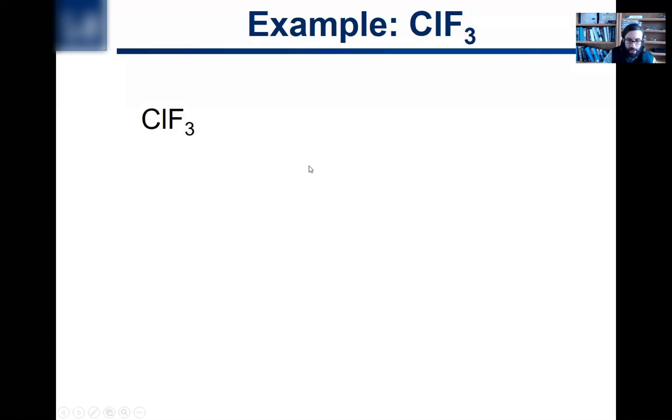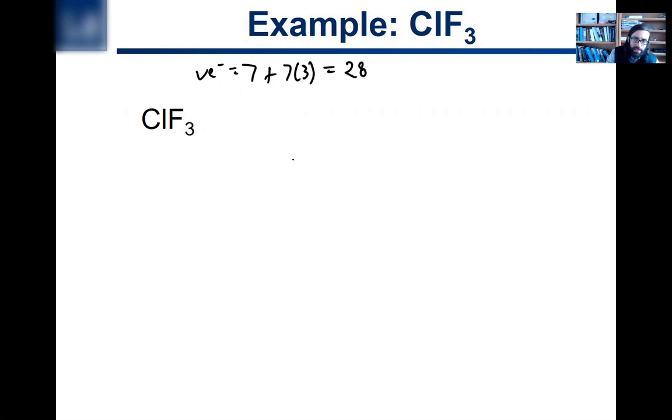So let's go through some examples. So let's figure out the VSEPR geometry of this molecule, chlorine trifluoride. How do we do this? Well, we have to first come up with the number of valence electrons because we're going to draw the Lewis structure first. So we have chlorine, it's a halogen, 7, and then we have 3 fluorines. Fluorine is also a halogen, so 7 plus 7 times 3. That equals 28 valence electrons.